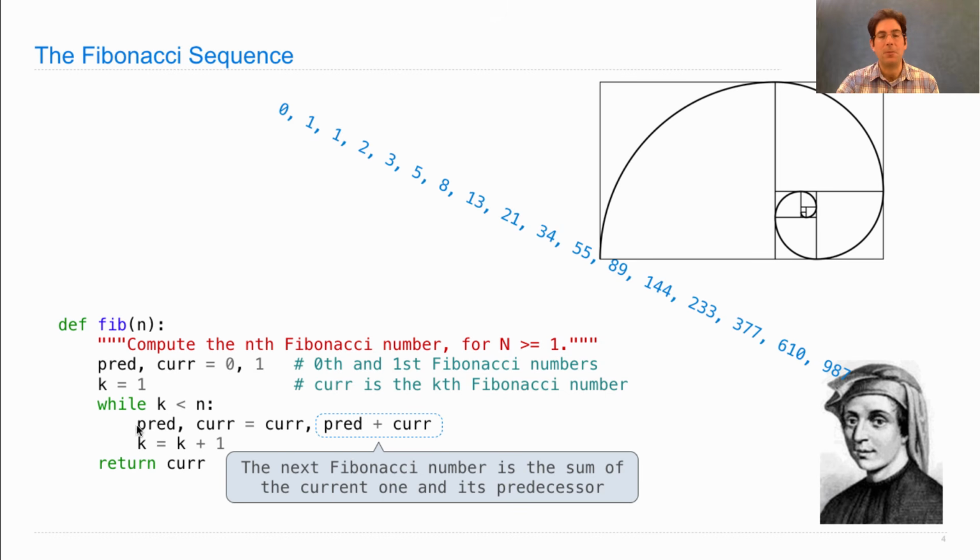Now the structure of the while statement allows us to perform this computation many times until we've found the nth Fibonacci number. So we keep doing it while k is less than n, and that means at the end, k equals n, because we're just adding 1 to k each time. So we've found the nth Fibonacci number, we've bound it to cur, and we return it.